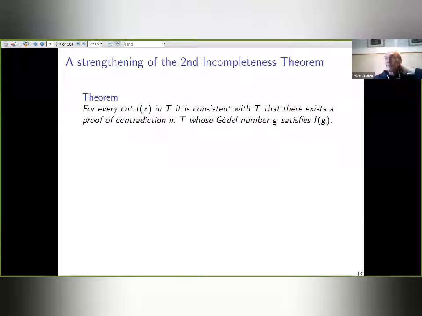This theorem is empty if we use the Peano arithmetic for T, because in Peano arithmetic there are no non-trivial cuts. Induction holds for all formulas, and therefore any formula that is closed under successor is actually equivalent to x equals x. But in weaker theories where we do not have full induction, this does make sense. But also in theories which are stronger than Peano arithmetic, some second order theories or even set theories with classes, it makes sense because we can find formulas for which we don't have induction, and then this is a non-trivial effect.